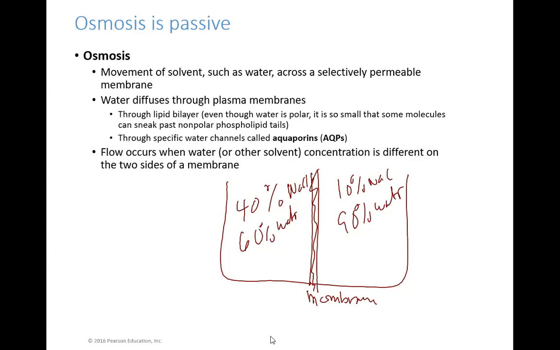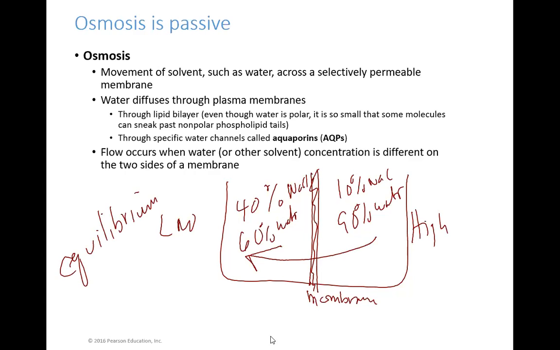Which way is the water going to go? Remember, we said the water goes from high water to low water. Which side of this membrane is going to have the high water side? The 90% or the 60%? Well, obviously it's going to be the 90% side. So this is the high water side, which makes this the low water side. Osmosis will drive water from the high water side to the low water side to reach equilibrium. And water will continue to move until it is evenly distributed here.